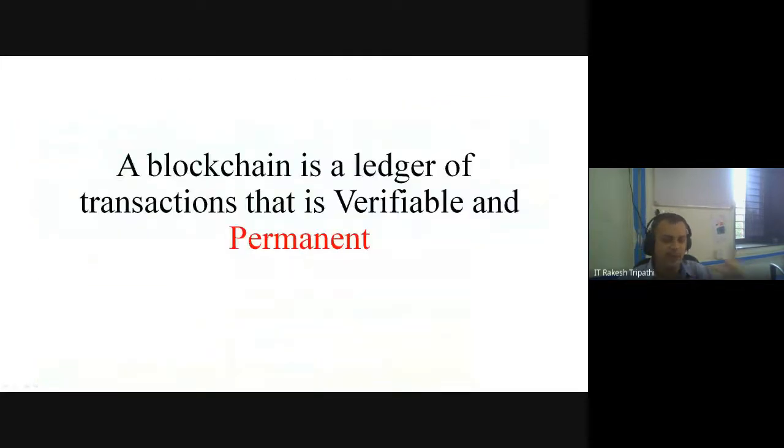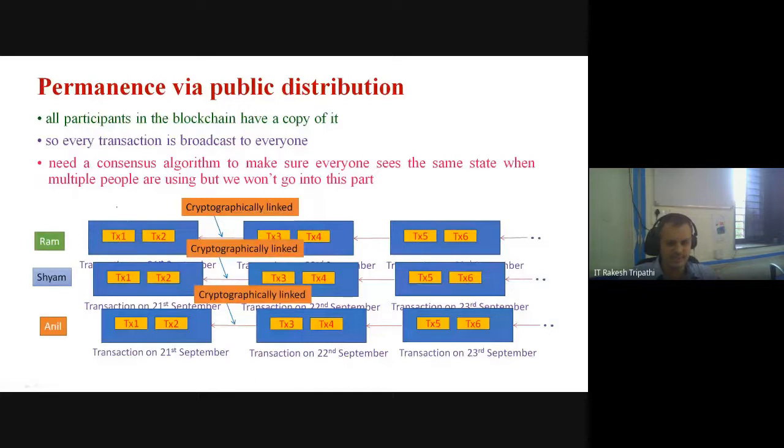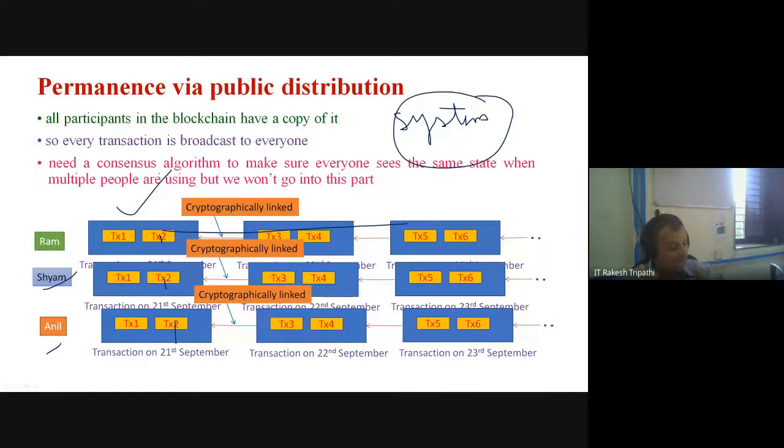Now, how do we get this permanent? I get this permanent because this transaction of Ram, Sham, Anil, the same chain of blocks will be with everyone. So if you change this transaction, it has to be changed in all other copies, which is not possible because it is our assumption that in our system, the majority of them are honest nodes. This is in our case. But in Bitcoin, it is done in some other way.